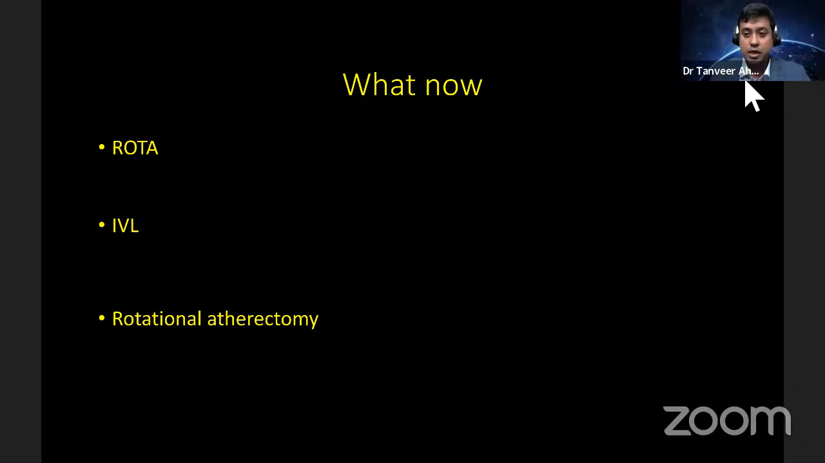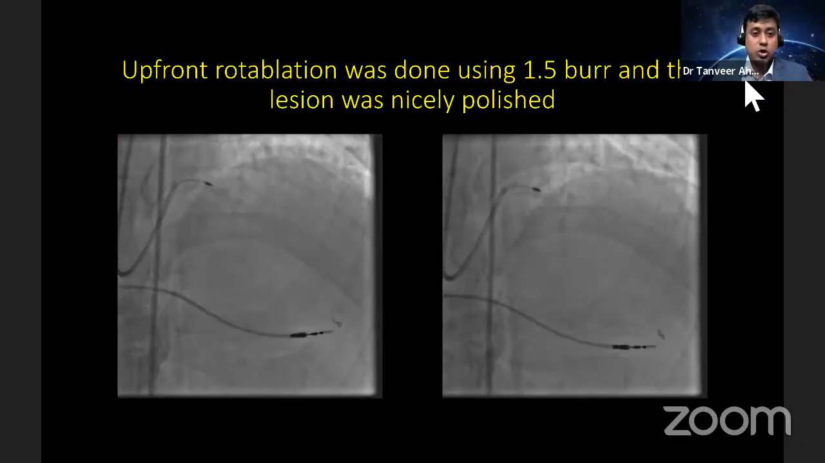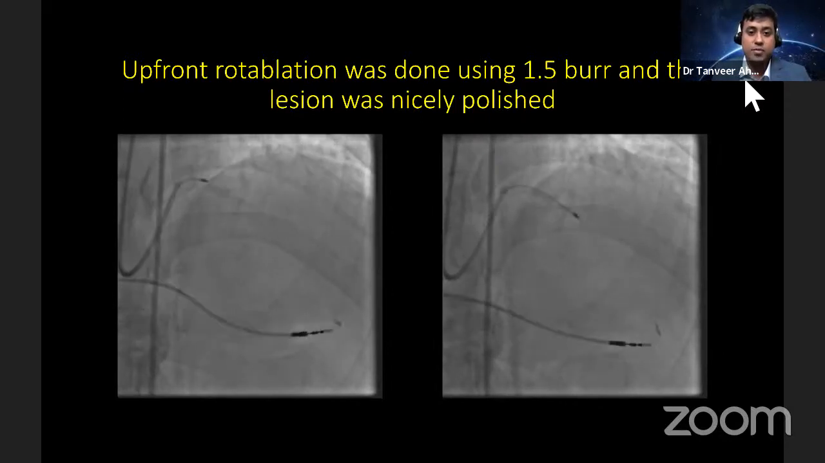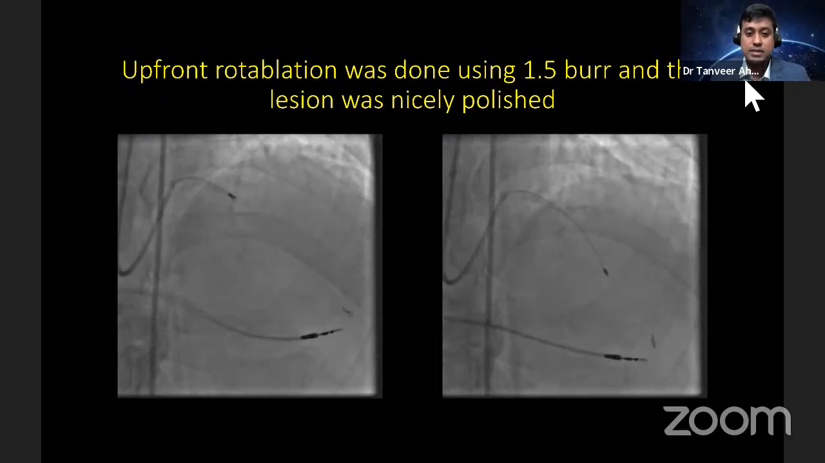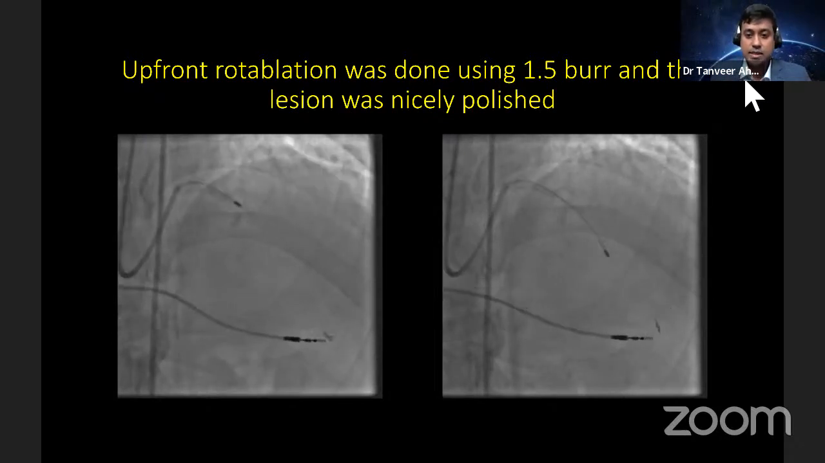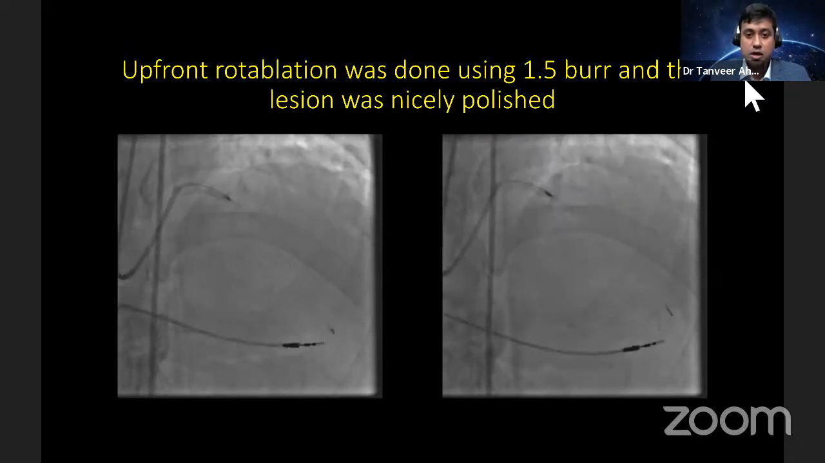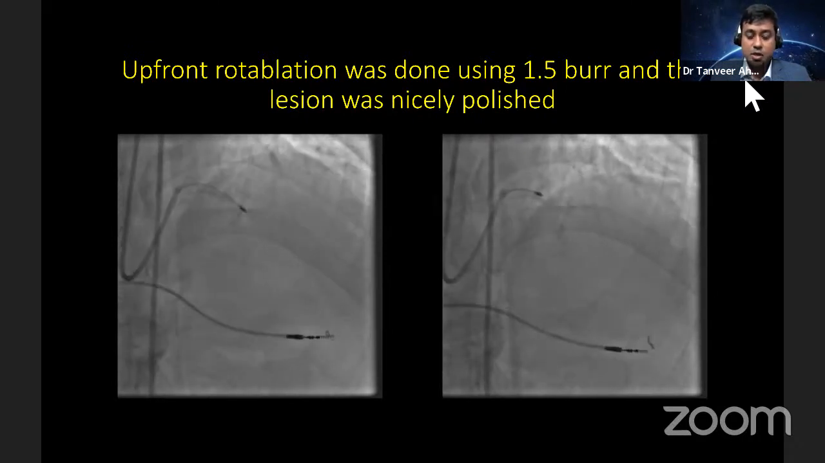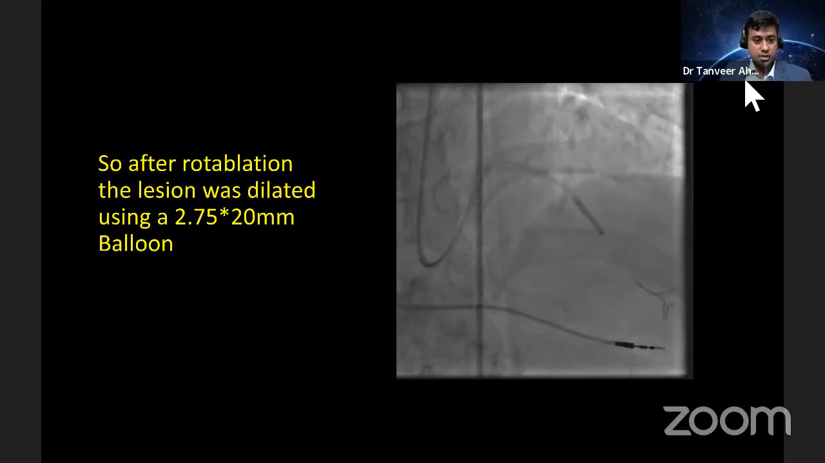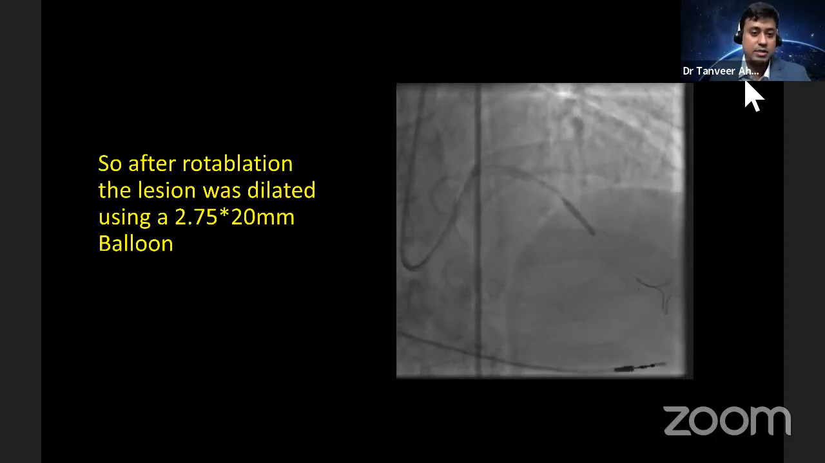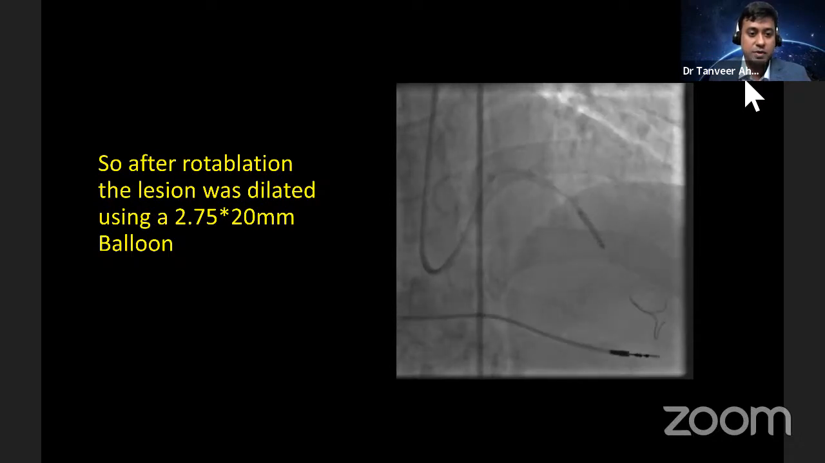We do have the Rota and IVL just a year old in Bangladesh. So we went for upfront rotablation in this case. We used a 1.5 bur on the lesion and we can see the lesion was nicely cracked and we can see the nice polishing touch soon after. So once the rota was done, we decided to dilate the lesion using a 2.75/20.